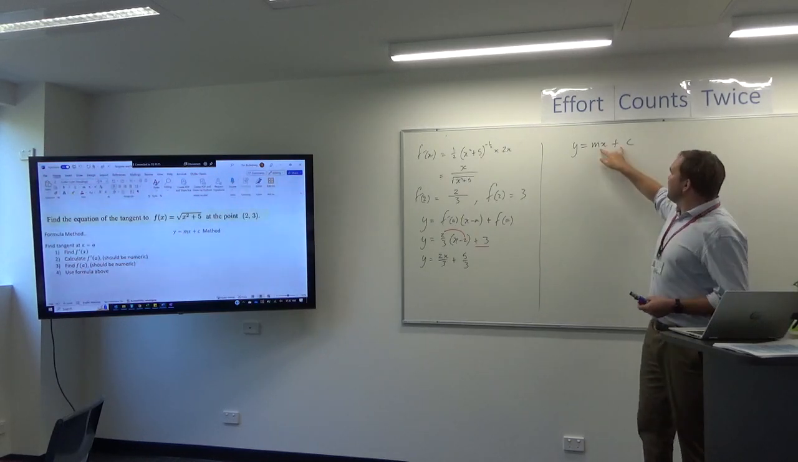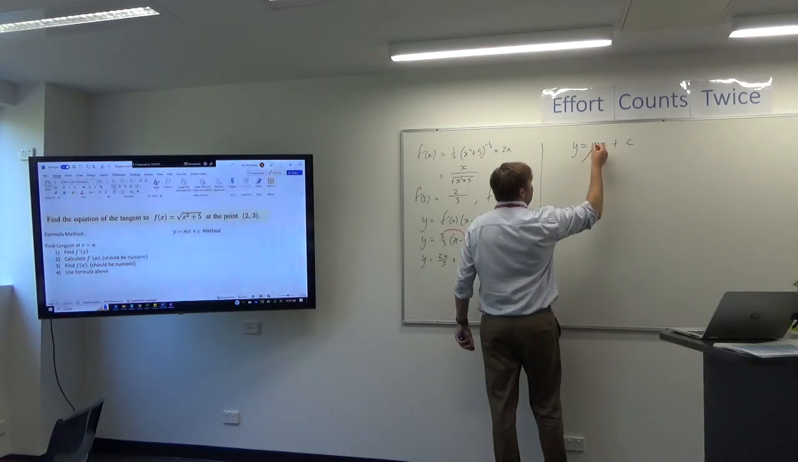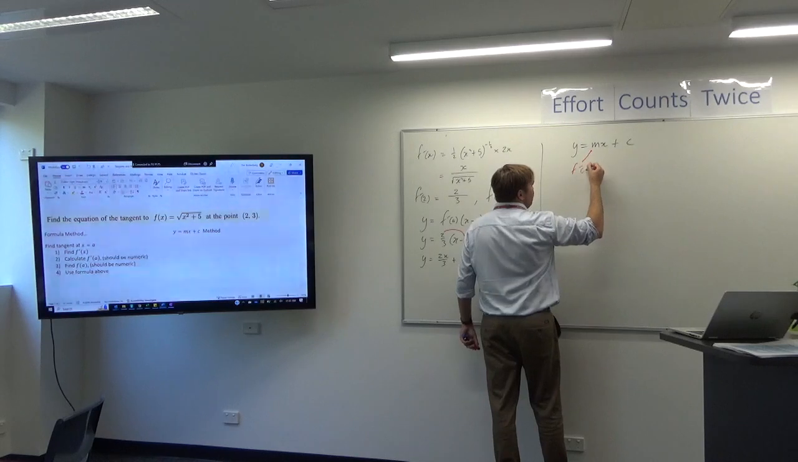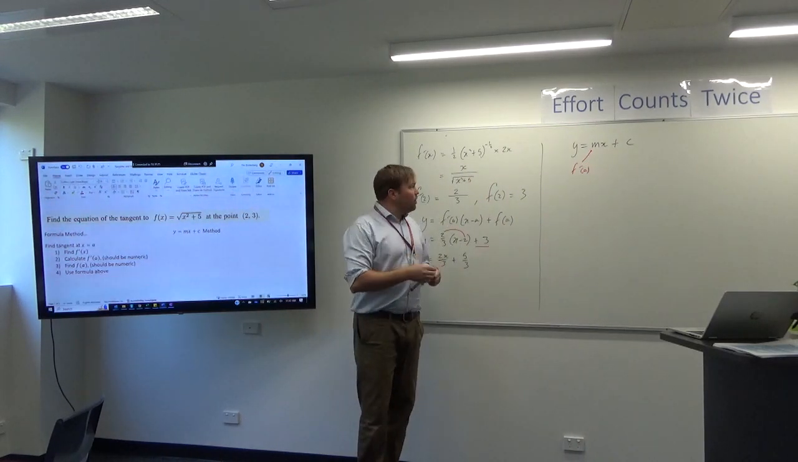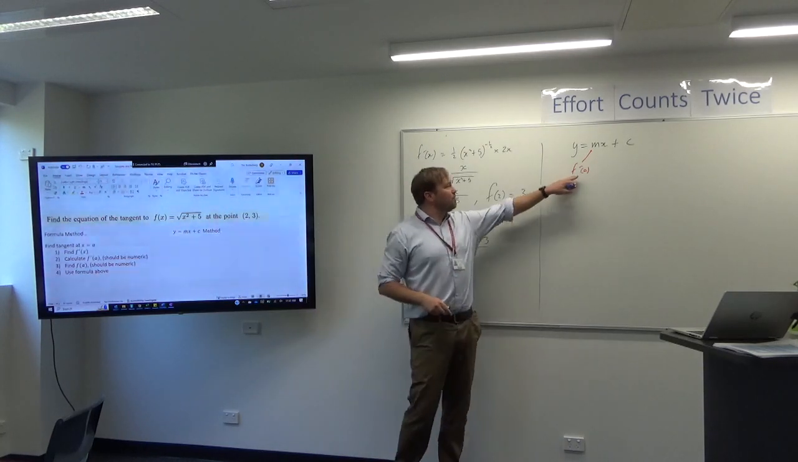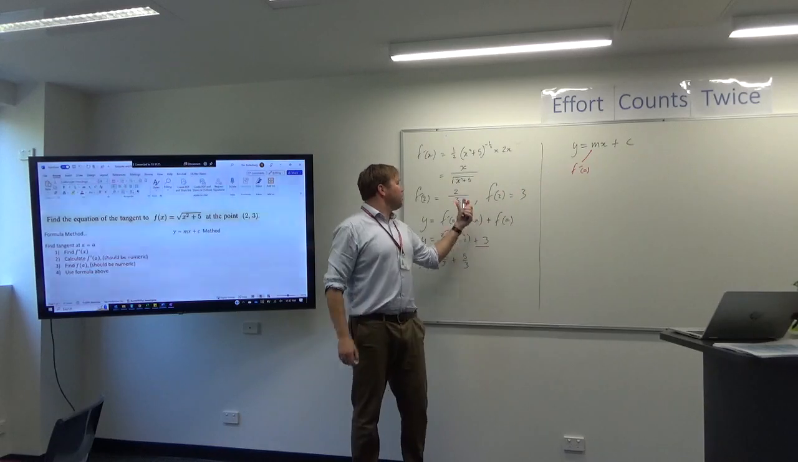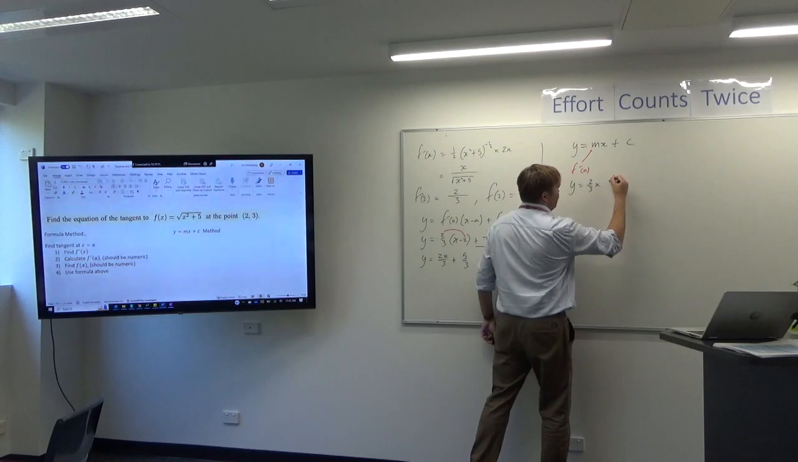You've got two things to hunt here, an m and a c, and the important thing to notice is that this m is the derivative at that point. It's f dash a. So I would normally start by rewriting the y equals mx plus c once you've found f dash a. We found it over here, so we won't go through it again, but it's y equals 2 on 3 x plus c.